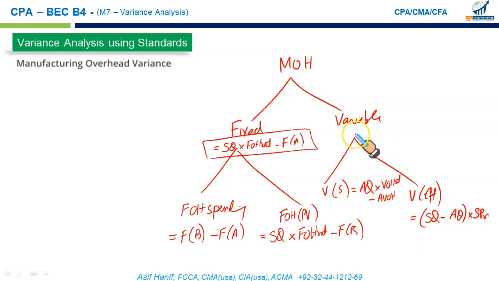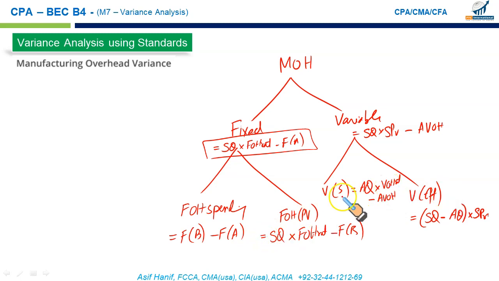And if you add these two, the final answer, if you simplify, is going to be the standard quantity of hours that you should have used for the actual output multiplied by the variable overhead rate, we call it SPV, minus actual variable overhead cost. This will give you the under or over applied variable cost. And then if you combine these two, you will get the overall manufacturing overhead variance. Just use these formulas anywhere, everywhere, on any question, you will always get the right answer. Negative to these formulas would mean adverse, positive would mean favorable.